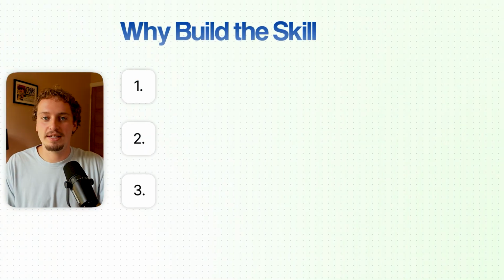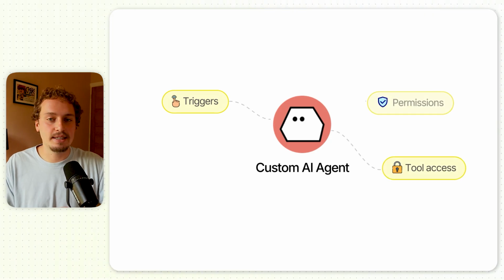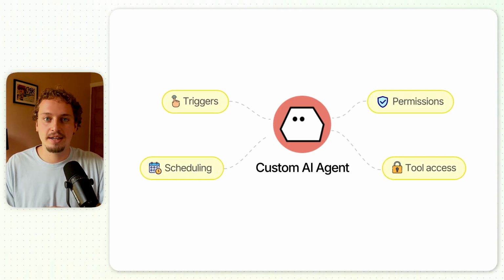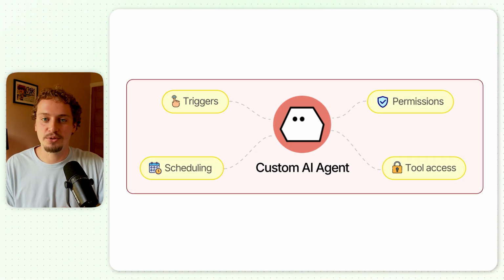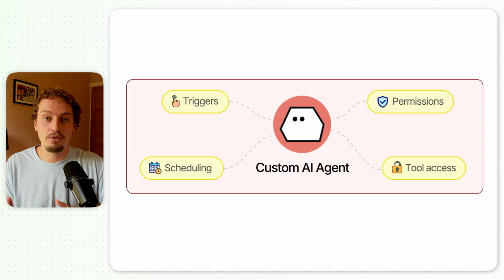Now, that might sound like a step backwards. You came here to build an agent that runs on its own, but bear with me because this is what actually gets you there. The first reason this works is simplicity. When you build a custom agent, you're dealing with triggers, tool access, database permissions, scheduling. There's a lot of machinery around the actual task. That machinery makes it harder to isolate whether a problem is coming from the instructions or from the setup.